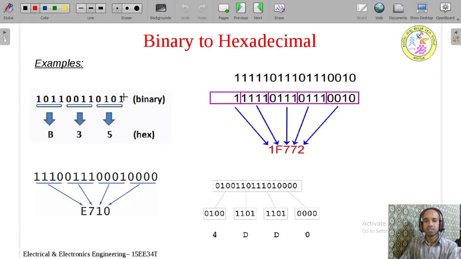See this is the binary number given, 1011 0011 0101. This is the given binary number. So what we need to do, you need to make a group of 4 bits starting from right side.